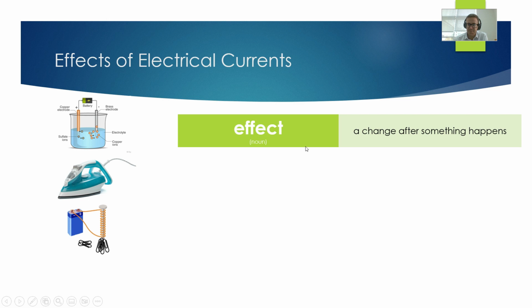Effect. This is a word that describes the change after something happens. So we have three different types of effect here. Effect, the strong pronunciation is on the second sound, effect. And for the spelling, you need to remember double F and C-T, this CT sound at the end.